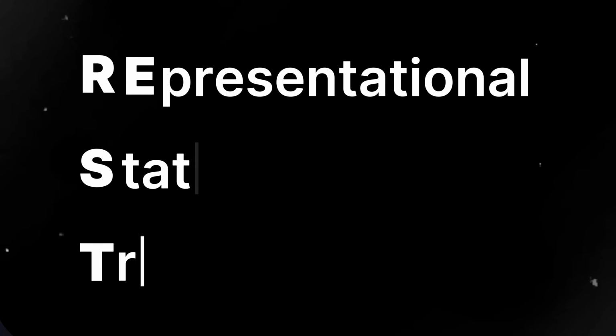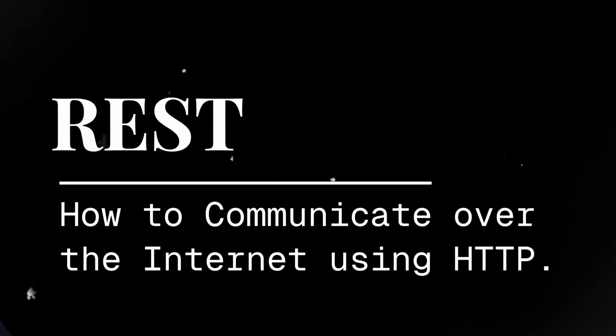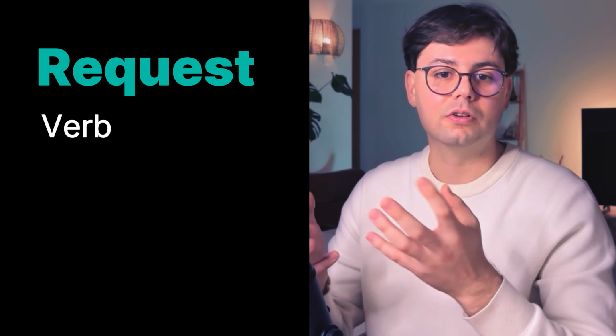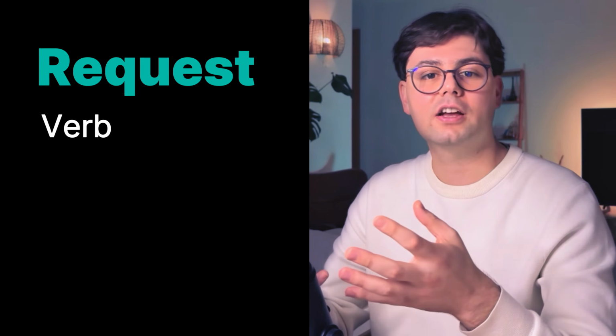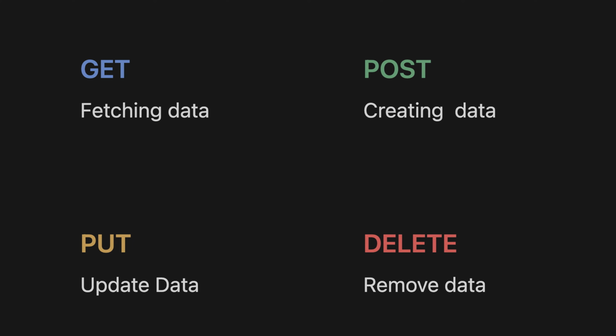Now, REST just builds on top of that. REST stands for Representational State Transfer, and it's just a way for applications to communicate over the internet using the HTTP protocol. So here's a breakdown of how it works. Every time that a client makes a request to the server, it needs to define a few things. First, you need to define a method or a verb, and this specifies what action you actually want to do. GET is for fetching data, POST is for creating new data, PUT is to update data, and DELETE is of course to remove the data.